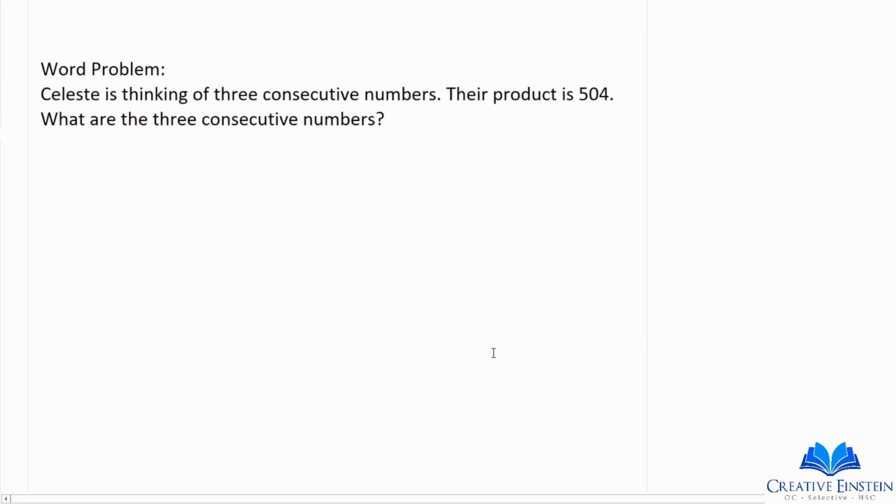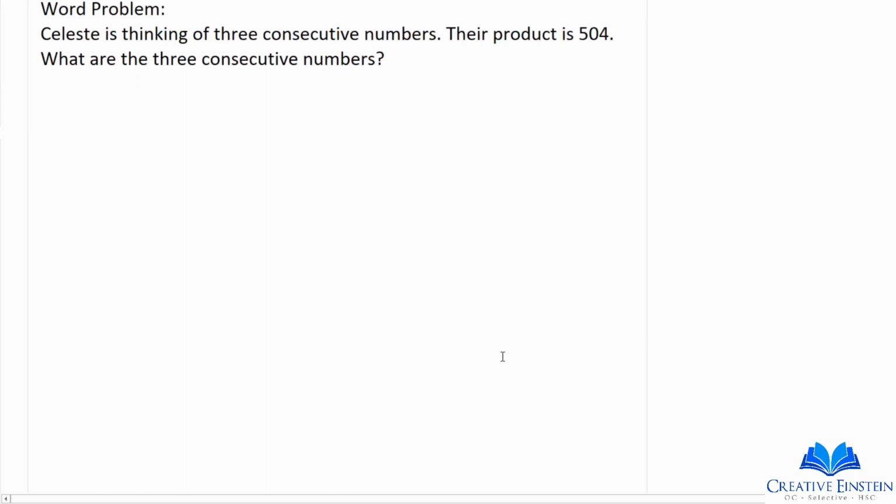This is a word problem. And a lot of my students do get stuck on problems like this. Celeste is thinking of 3 consecutive numbers. Their product is 504. What are the 3 consecutive numbers? Okay, so the best way to work this out is, you've guessed it, a factor tree. So 504 at the top, and I'm going to have 2 lines extending out.